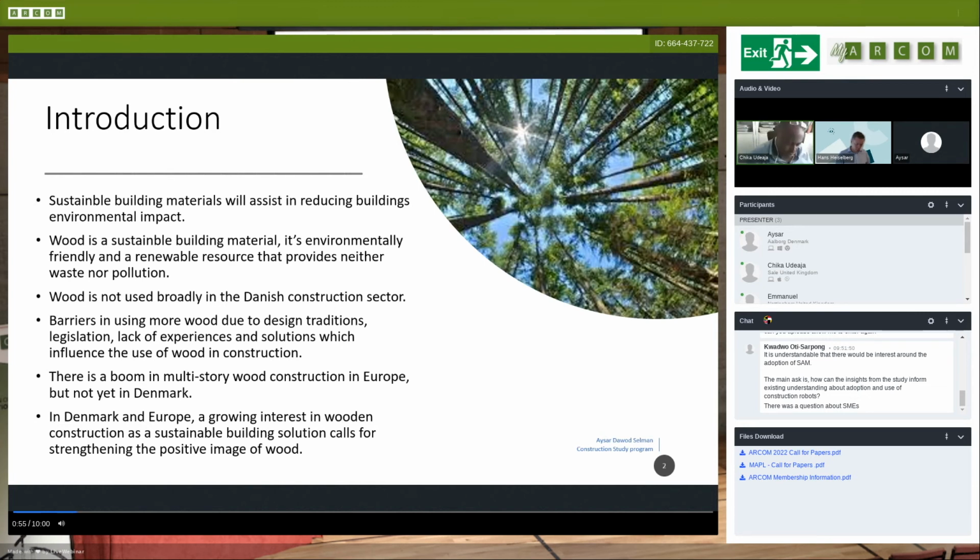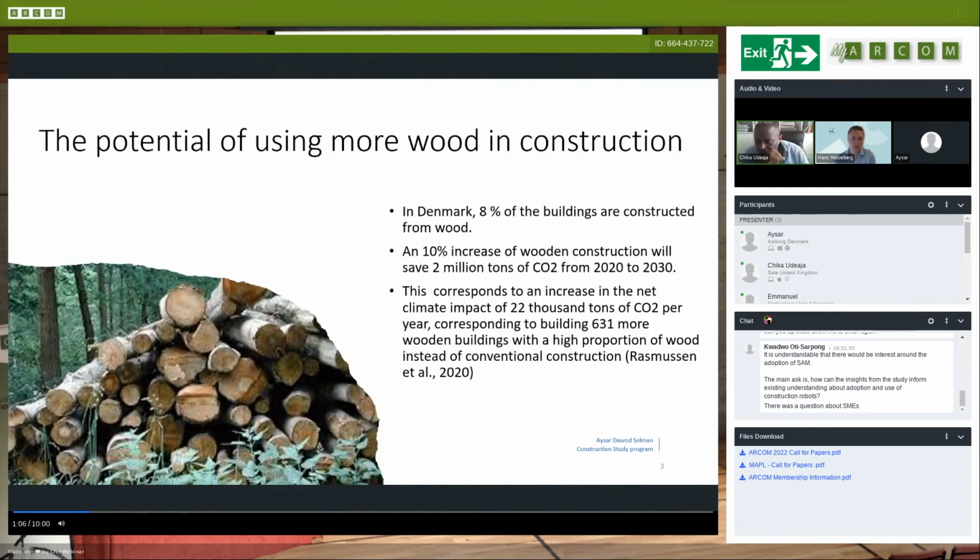In Denmark and Europe, a growing interest in wooden construction as a sustainable building solution calls for strengthening the positive image of wood. According to the Danish statistics, 8% of the buildings are constructed from wood. If this is increased to 10%, then we can save 2 million tons of CO2 from 2020 to 2030. This corresponds to an increase in the net climate impact of 22,000 tons of CO2 per year, which corresponds to building 631 more wooden buildings with a high proportion of wood instead of using conventional materials.